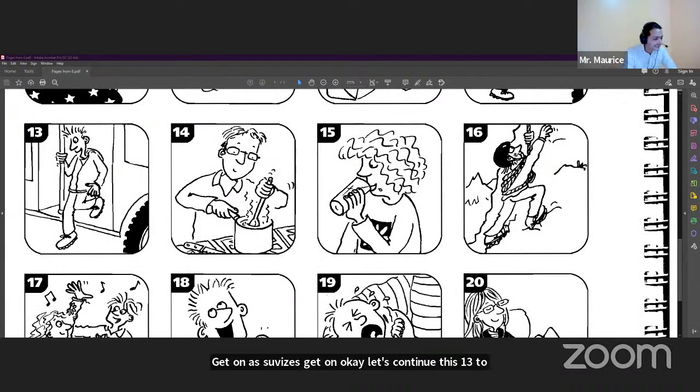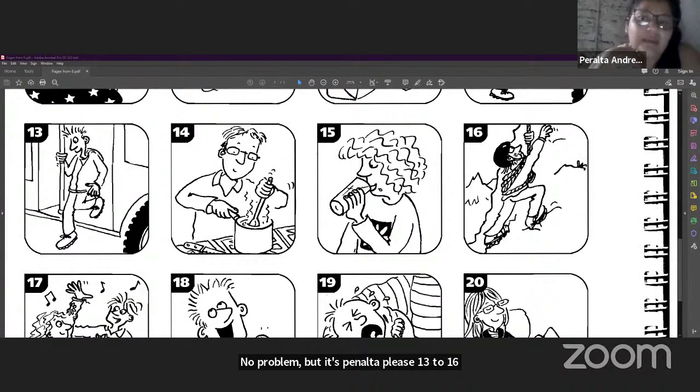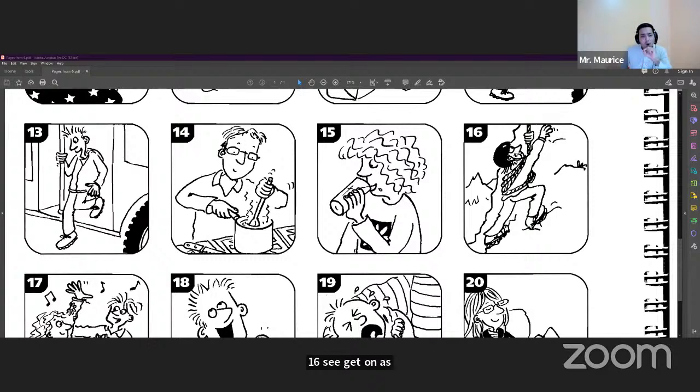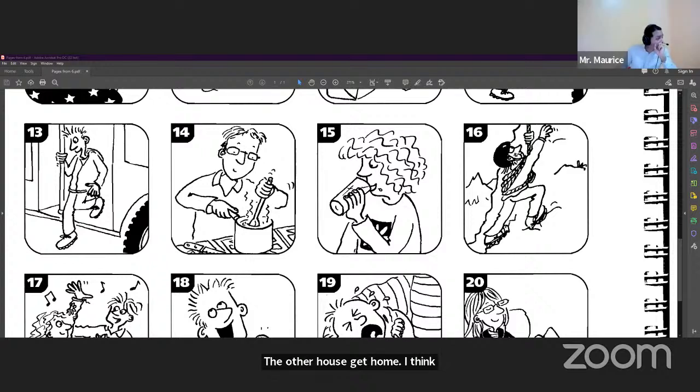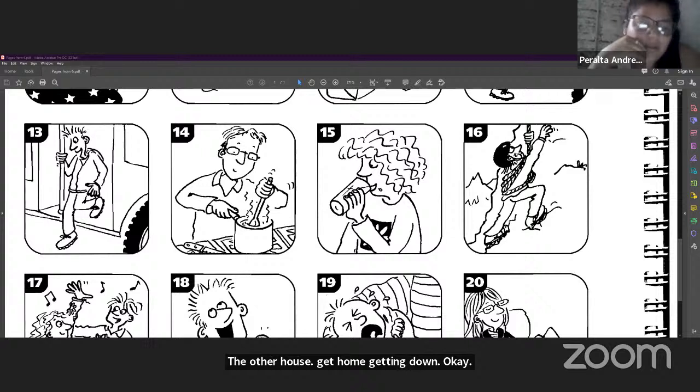13 to the number 16. Any other volunteer? No. Okay, I'm gonna pick. Let me see. Vargas Peralta, please. 13 to 16. Si get on es subirse, ¿cómo sería bajarse? Get on. Getting down. Okay. He is getting down on bus.